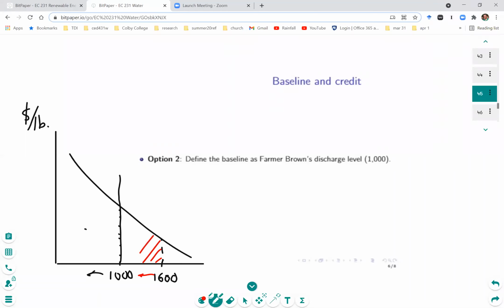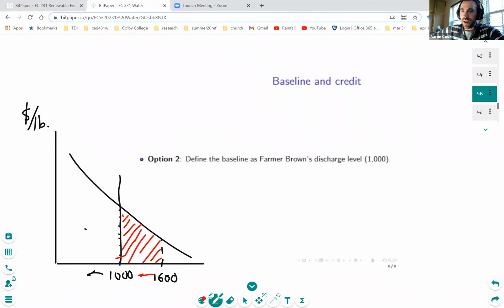If we look at the area below the marginal reduction cost curve, he has to spend all that money to get from 1,600 to 1,000, even before he's able to start generating a single credit. And potentially, this could discourage James Harden from even trying. If he knows that he has to get all the way to 1,000 before he's even eligible to start generating a credit, he may decide that that's too expensive.